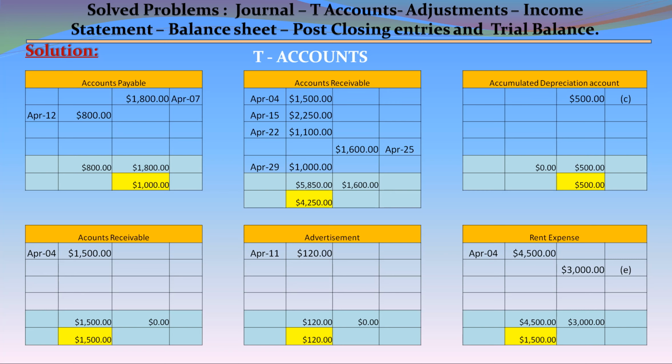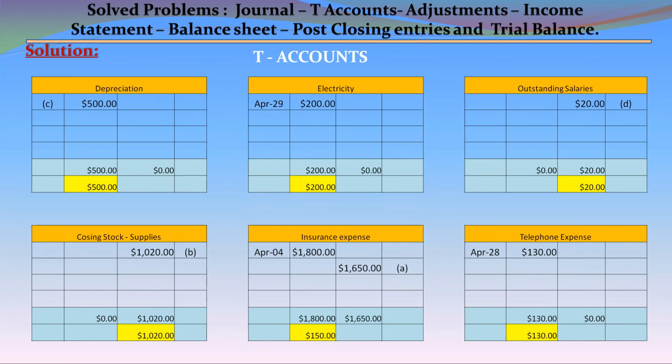Accumulated depreciation account on the credit side, adjustment C 500. So closing balance 500 credit. Advertisement account April 11 120. So debit balance 120. Rent expense April 4 4500 we paid, and 1500 only expired. So 3000 we have to credit from here, and the balance rent expense is 1500.